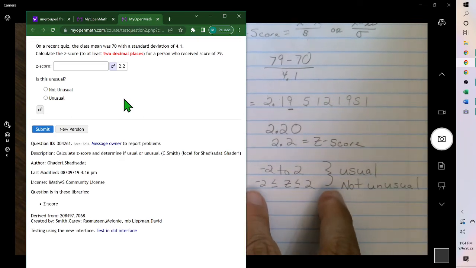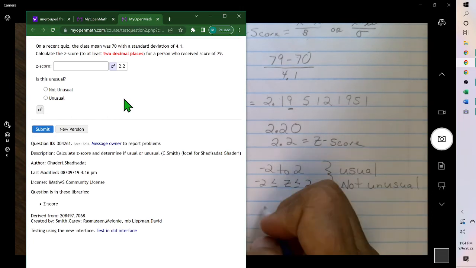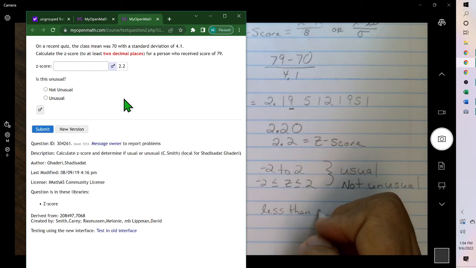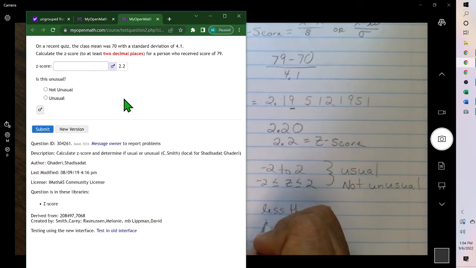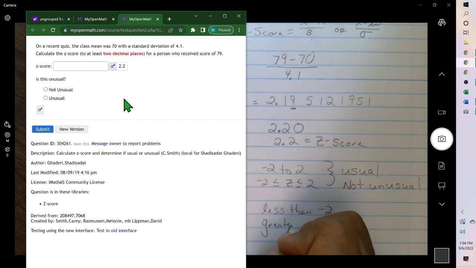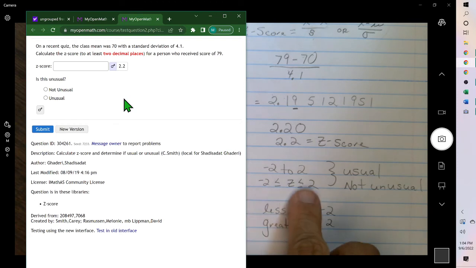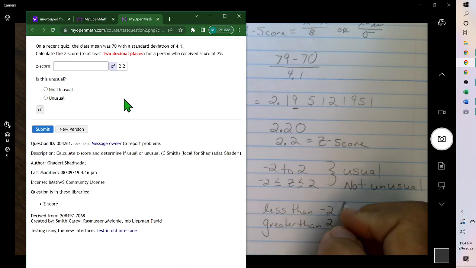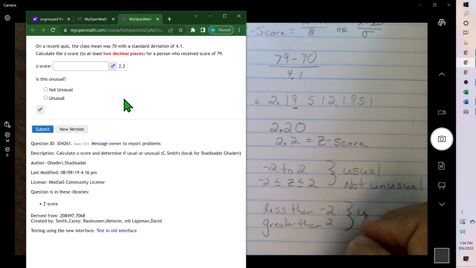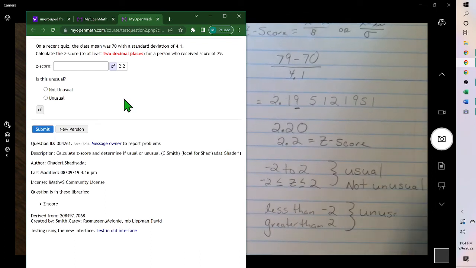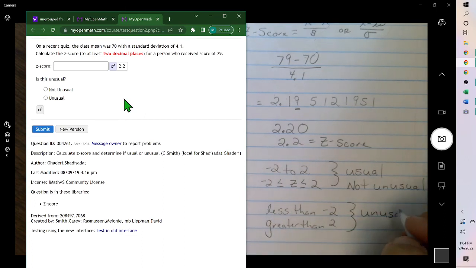Now if it's outside of here, so if it's less than -2, or greater than 2, which would mean it wouldn't be between here, it's either less than or greater than, these are unusual. It's not very likely that it will be the z value less than -2 or greater than a +2.